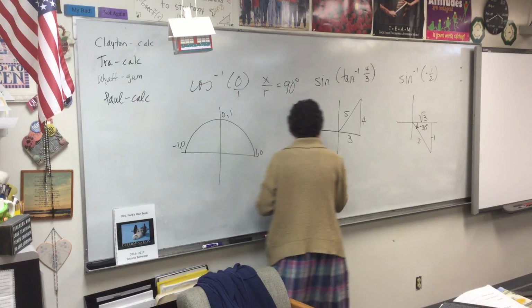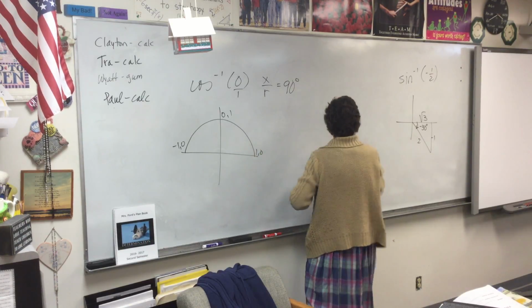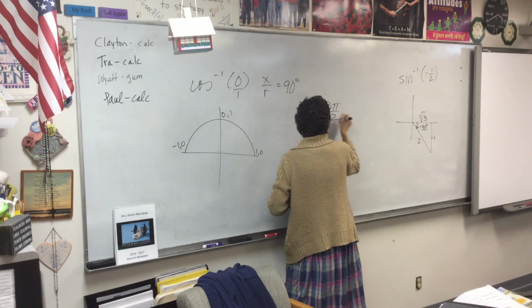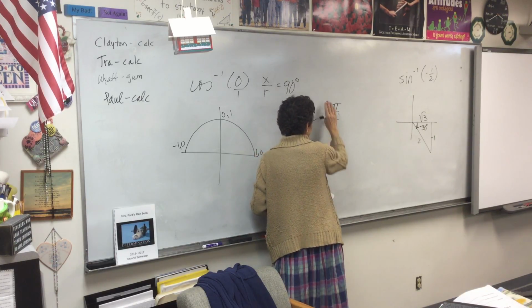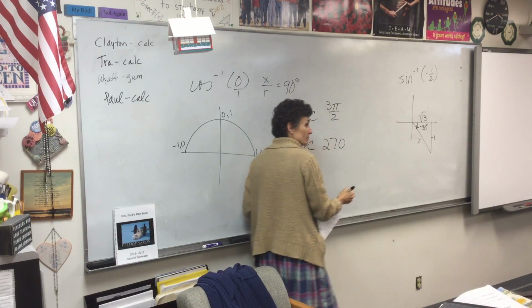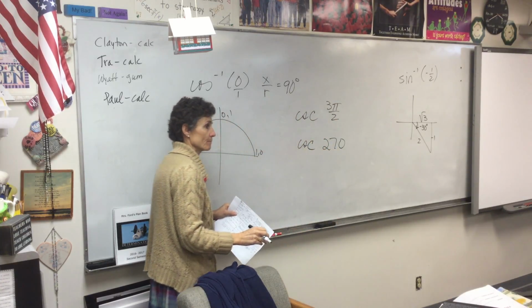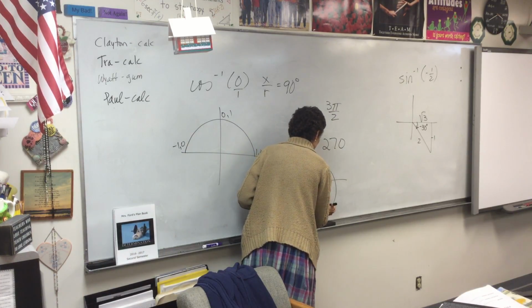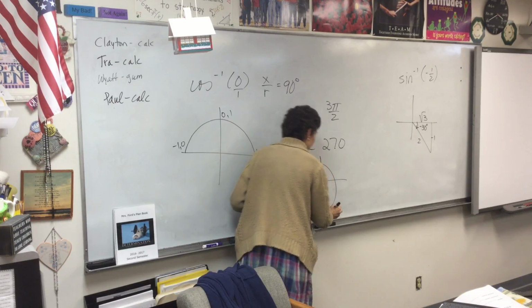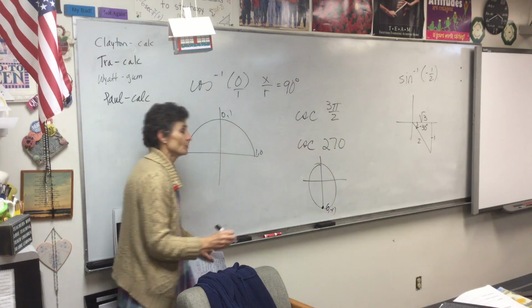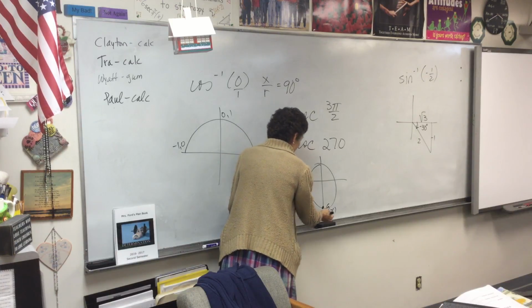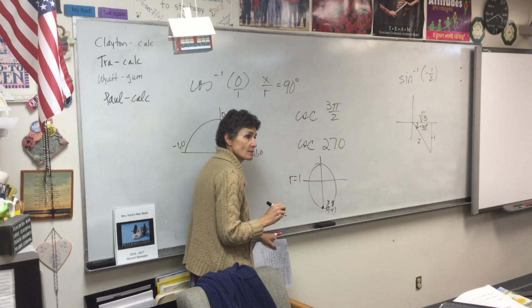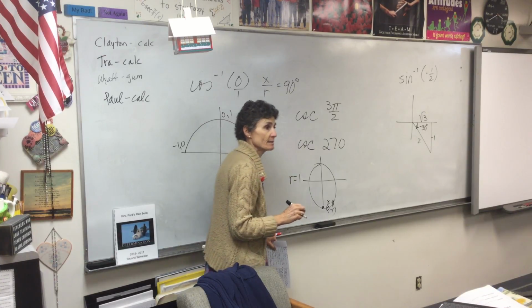E. We're going to find the cosecant of 3 pi over 2. So that's the cosecant of 270. Uh-oh, that's another special situation. So 270 is down here. That's the point 0, -1. Your radius is 1. So you have x and you have y from the circle, and you know your radius is 1. What's cosecant?